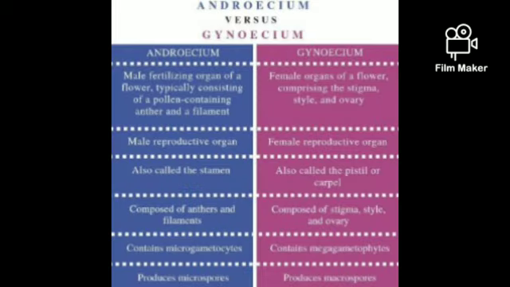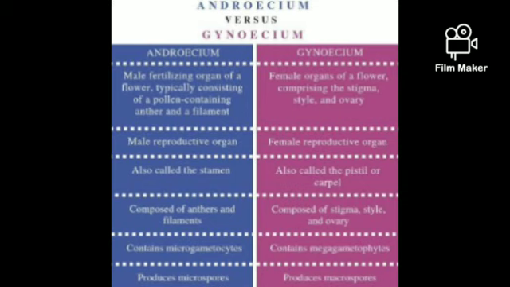From reproduction in plants, androecium versus gynoecium. Androecium is the male fertilizing organ of a flower, typically consisting of a pollen containing anther and a filament. Gynoecium, the female organs of a flower, comprising the stigma, style, and ovary. Androecium is also known as the male reproductive organ. Gynoecium is the female reproductive organ.